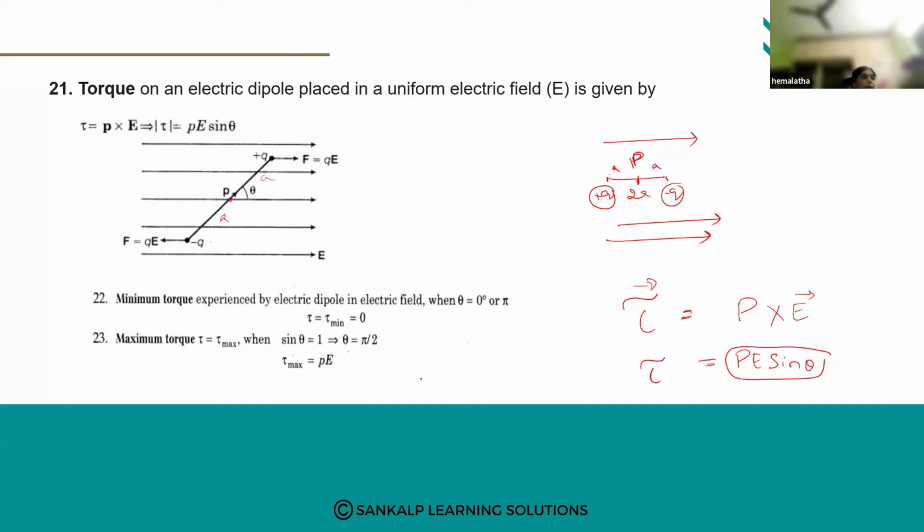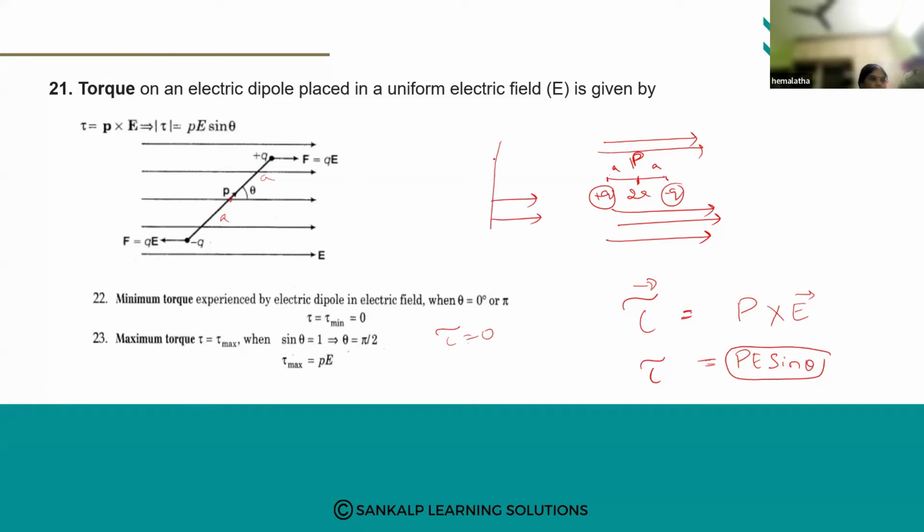So when is it maximum and when is it minimum? The minimum torque experienced is when theta is equal to 0 or pi, because sin theta is 0. Correct? Then torque is equal to 0 whenever there is no angle. If the dipole is straight, at 0 or 180 degrees, there is no orientation change, so torque is 0. The maximum is at 90 degrees, when the dipole is perpendicular to the field lines.